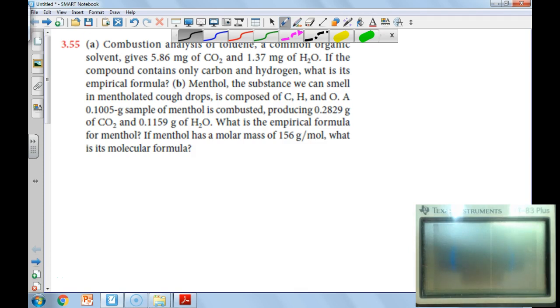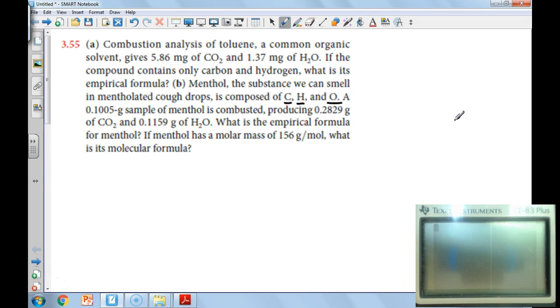Hey everybody, I'm going to go over Brown-LeMay-Bursten, question 3.55, part B. This is a little different than part A, if you watched or did part A, because in this case we're adding an extra element. We have carbon and hydrogen, and now we're going to do oxygen.